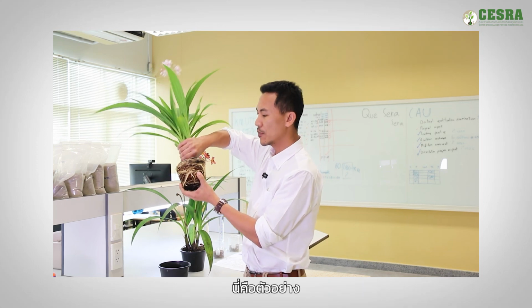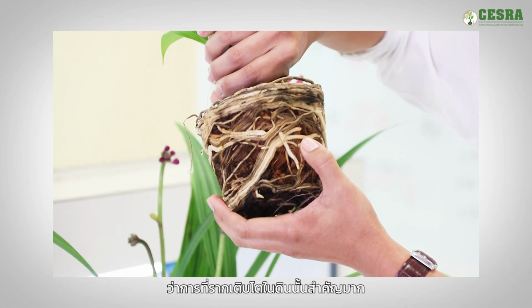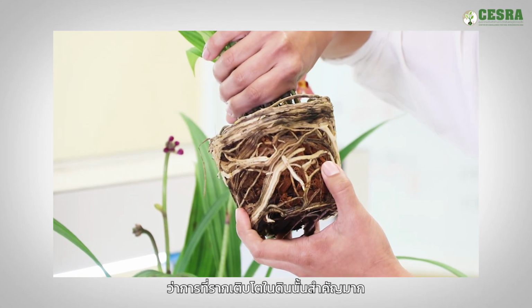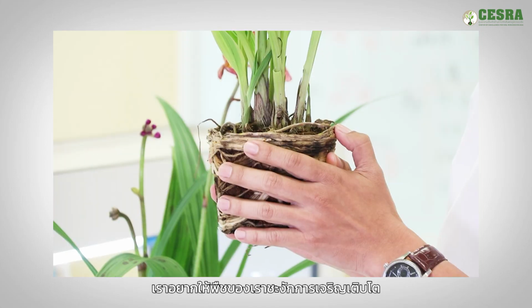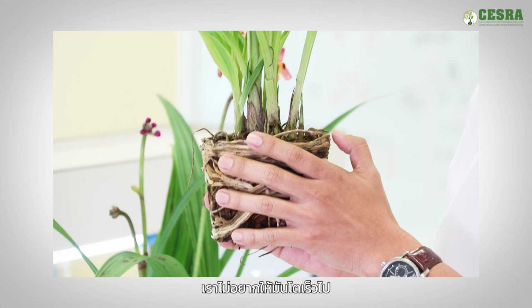So here is an example that the root growing into the soil is really important. In this case we did it on purpose because you like to keep this plant stunted. You don't want to have them grow really fast, right?